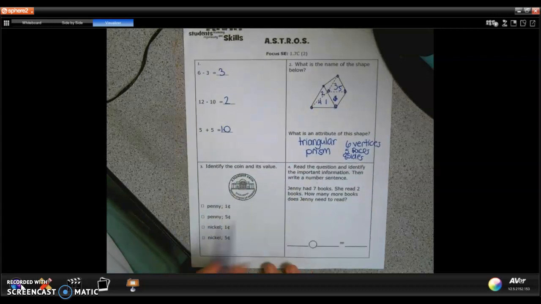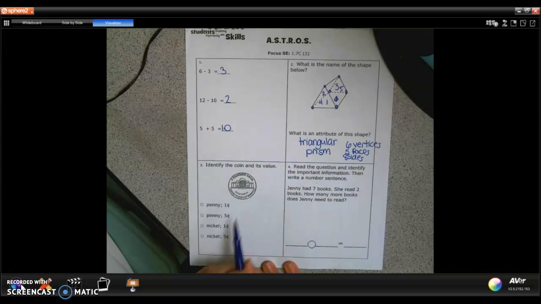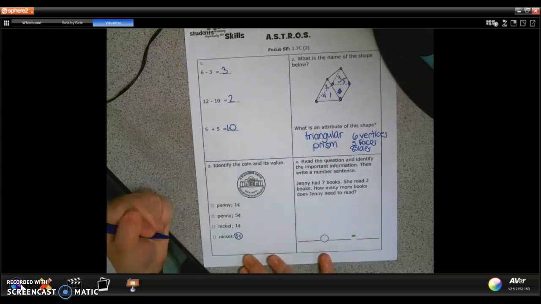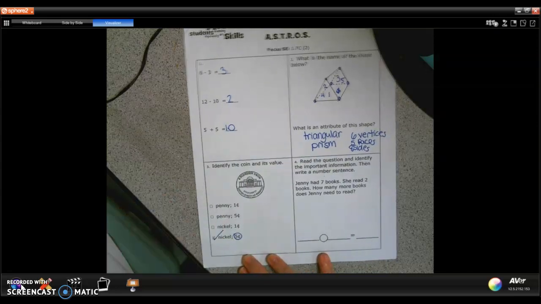Identify the coin and its value. Okay, well, I see this says 5 cents. I know 5 cents is a nickel, and I'm going to see that 5 cents right there. So I know this is my correct answer.